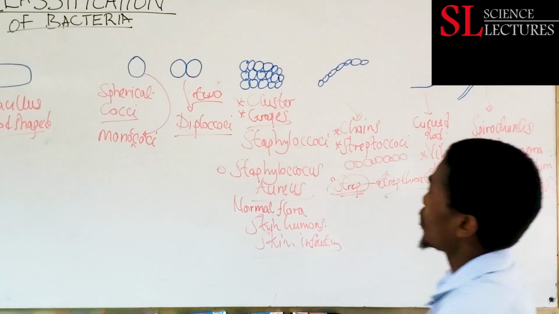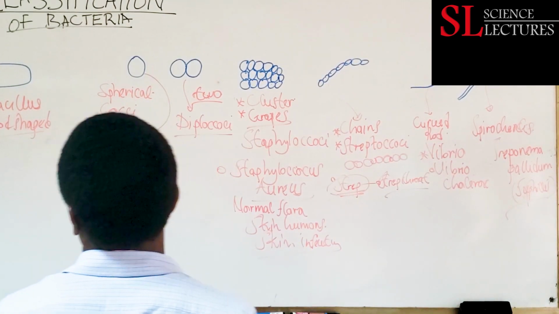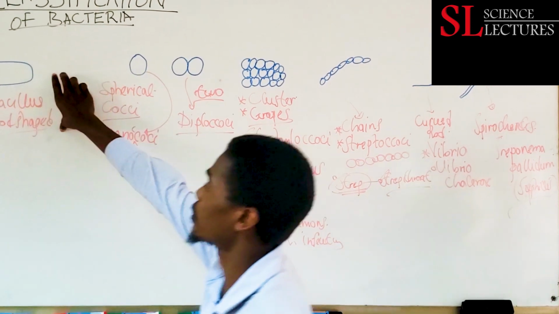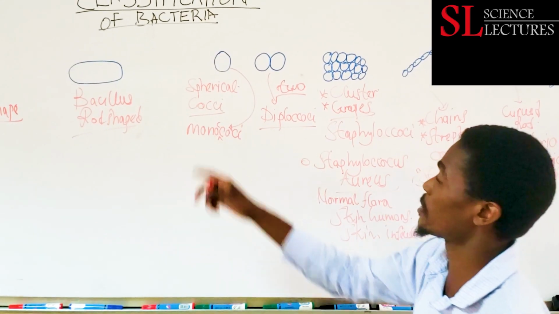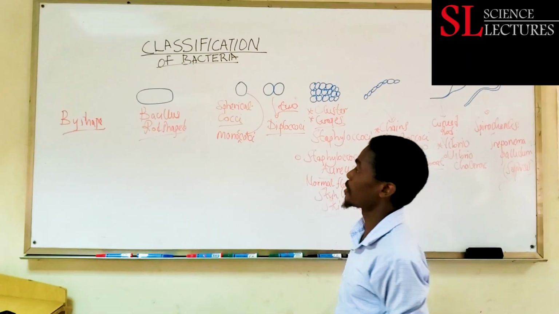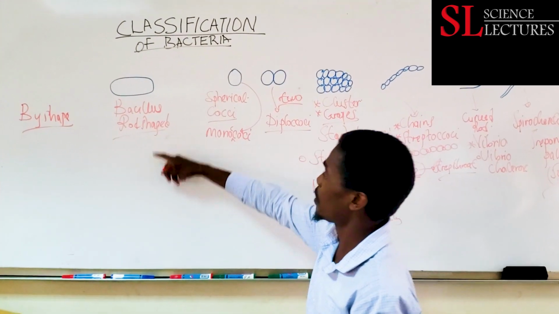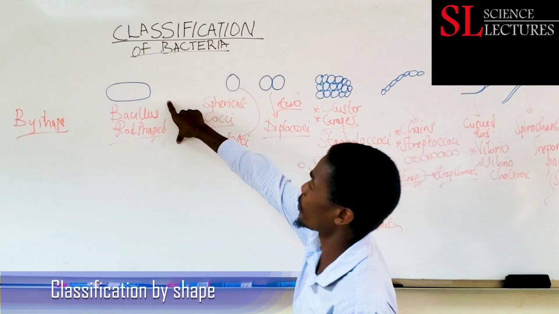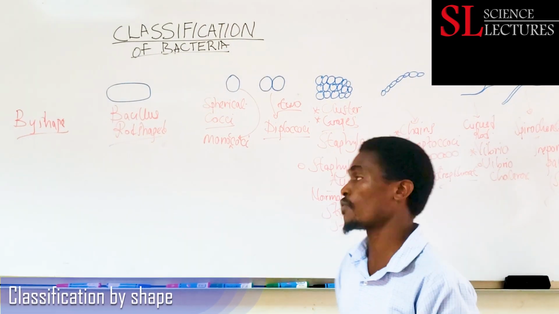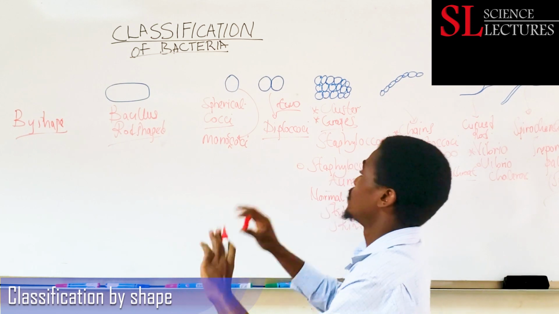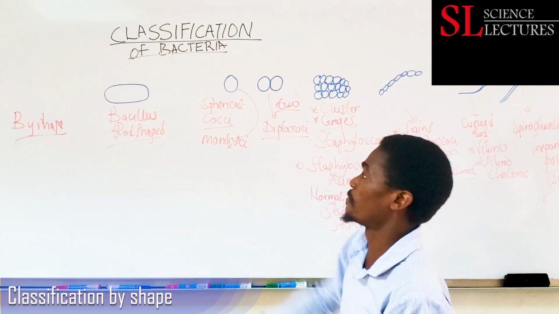So in summary, this is classification by shape, and we are saying we can have bacteria that are rod-shaped, and we refer to them as bacillus. For example, Bacillus anthracis, the one that causes anthrax, even E. coli. However, most rod-shaped bacteria or bacilli have flagella, but it depends on the location of where the flagella is.